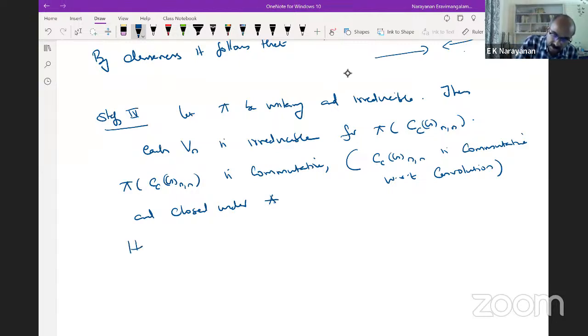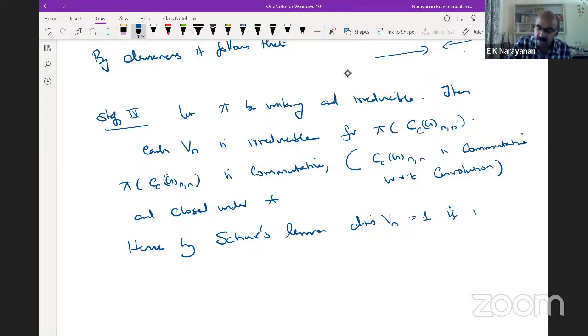Okay, so hence by Schur's lemma, of course it can be 0, right? So dimension of V_n equals 1 if it is not 0. Okay, so this is the major theorem. It is made simple because we have this commutativity of C_c(G)_{n,n}. Okay, that is why it becomes one dimensional.